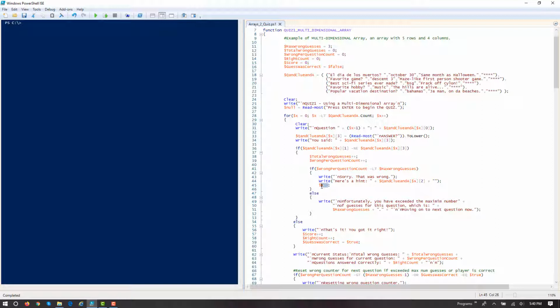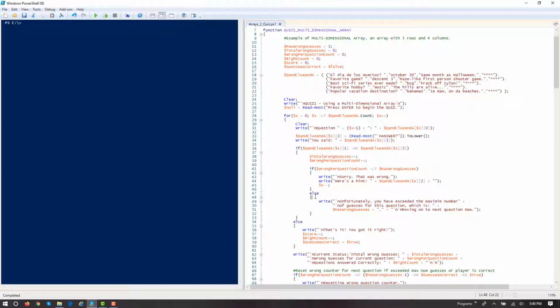So if they get it wrong the first time, and we need to allow them another chance, we have to decrement x to roll it back, to basically counteract the default action that's happening in our for loop, which is an increment. So that's why we're decrementing here. So we're basically rolling it back to keep it asking that same question, right? Because the player got it wrong. Okay, that's if it's less than max wrong guesses.